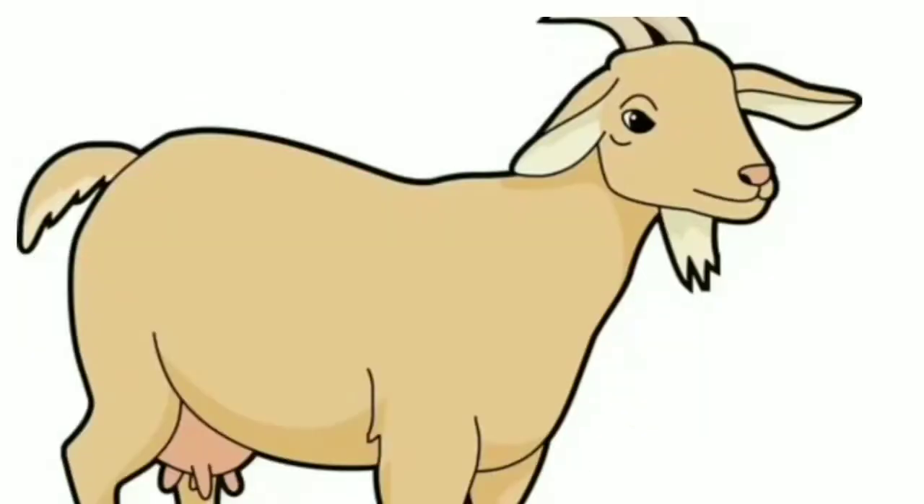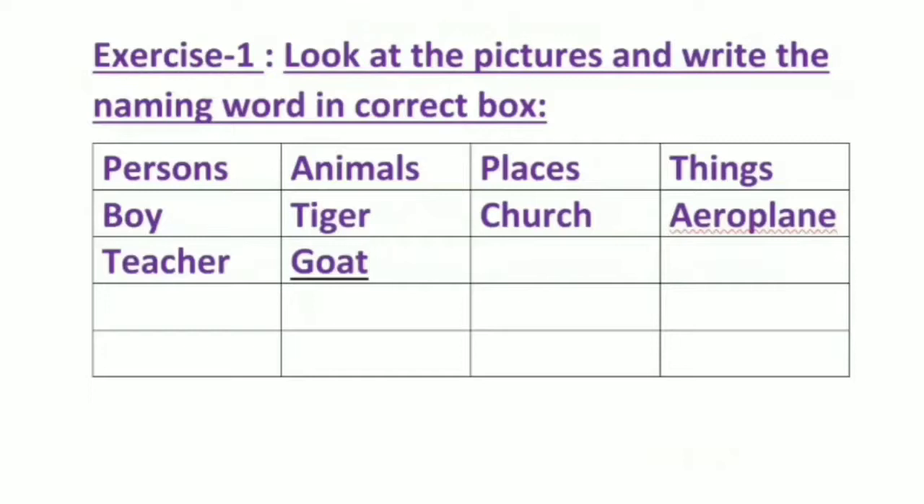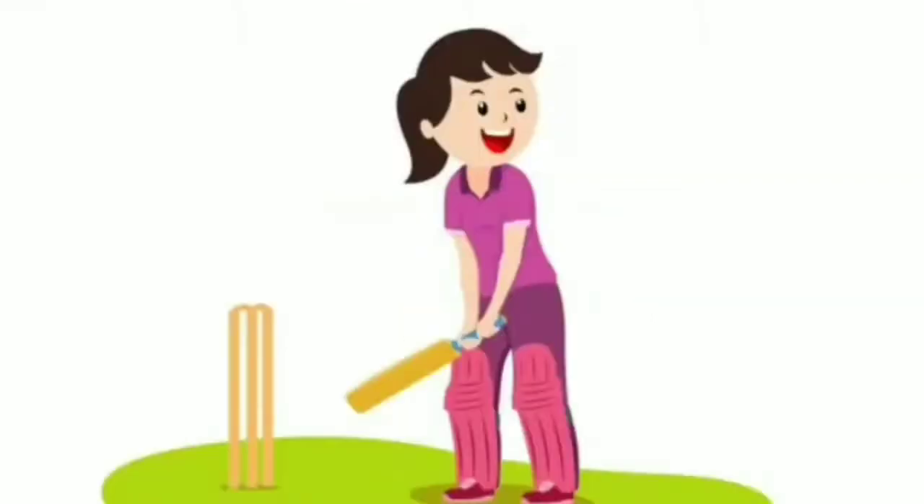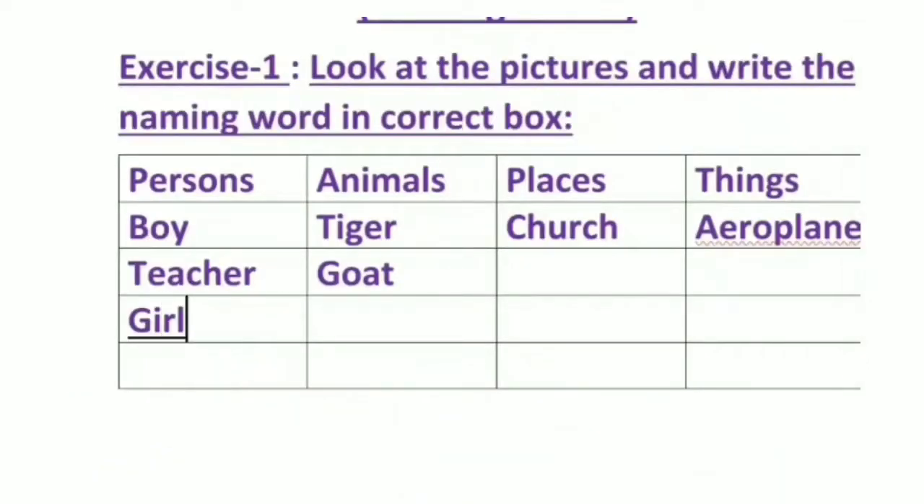Let's see. So this is the picture of a goat. Correct. So what is a goat? It is a person, animal, place or a thing. It is an animal. So we are writing it in animal section. Now we'll move to the next picture. So here we see the picture of a girl who's playing cricket and people are applauding for that. So let's write down girl in persons.